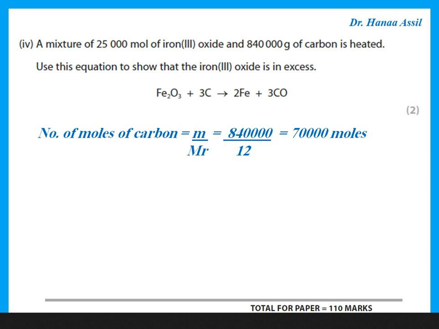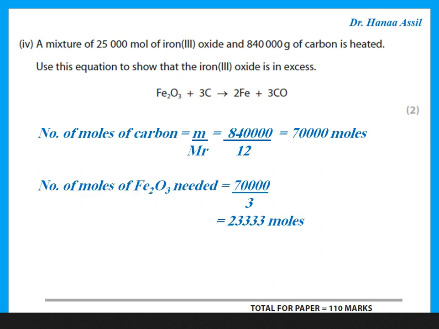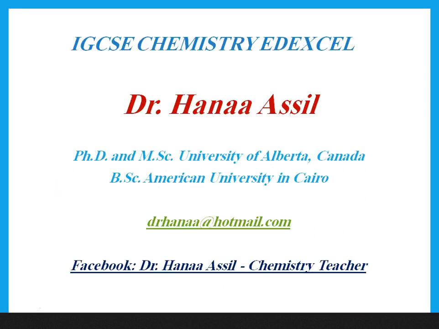And then I look at the equation and I compare it. Now, if I have this number of moles of carbon, then the number of moles of Fe2O3 that I need would be that divided by 3. So I need 23,333 moles. But what did he add? He added 25,000. So the amount of Fe2O3 that I need is less than what he added, and that means that what he added is excess. And that's the end of this paper.